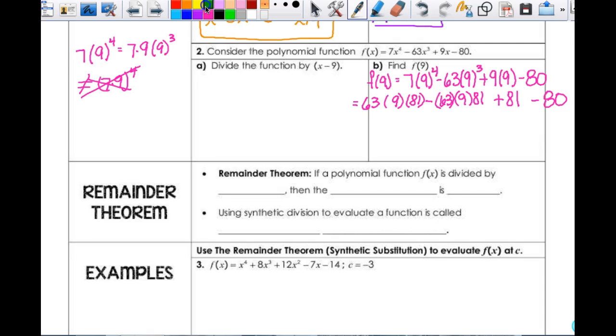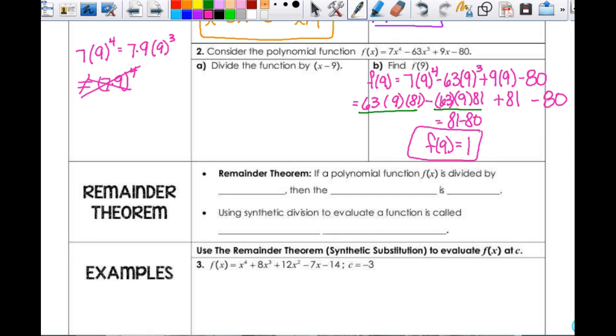Now, I want you to look at what we have right here. What happens with these two terms? They cancel out. Do you see how this is positive, this is negative? It's the exact same thing. So they cancel out. All I'm left with is 81 minus 80. And what's f of 9? 1.